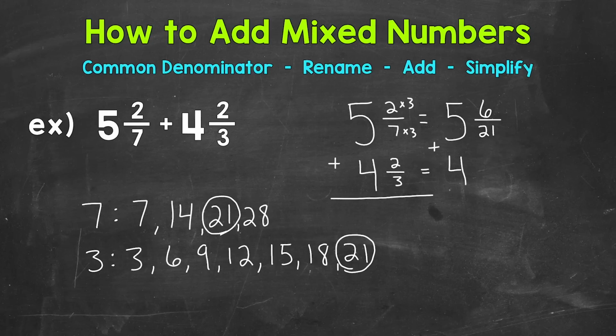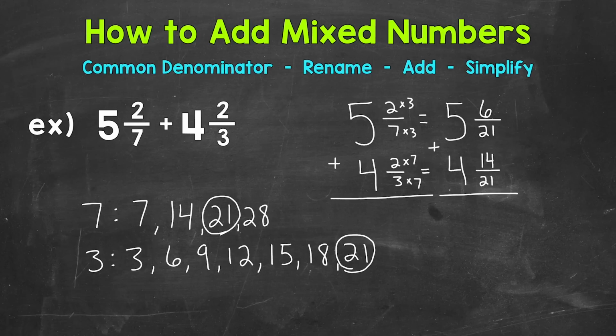Again, we do not need to do anything with the whole number, and we have a common denominator of 21. So let's think, how do we get 3 to equal 21? Well, 3 times 7 is 21. Whatever we do to the bottom, we must do to the top in order to keep this equivalent. So 2 times 7 is 14. So now we're ready to add. To recap, we found our common denominator of 21. Then we renamed the fractions of our mixed numbers using that common denominator of 21.